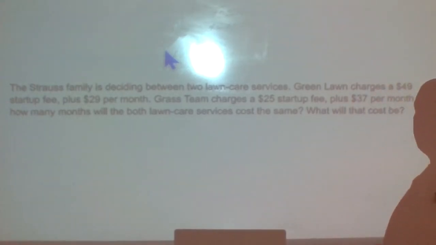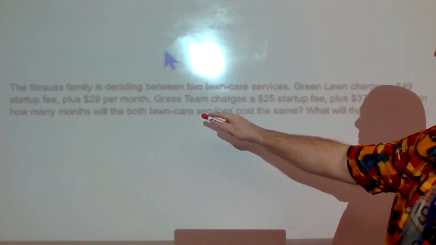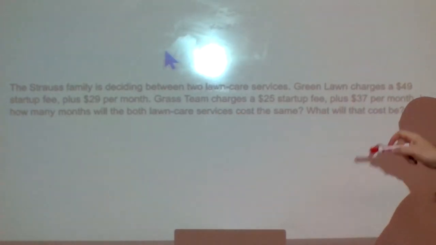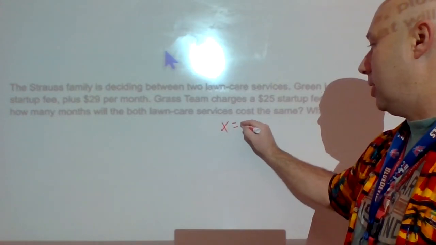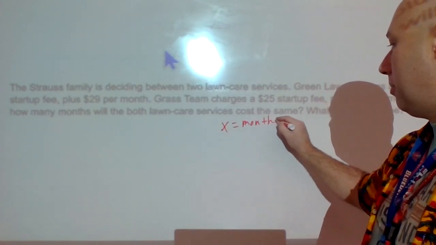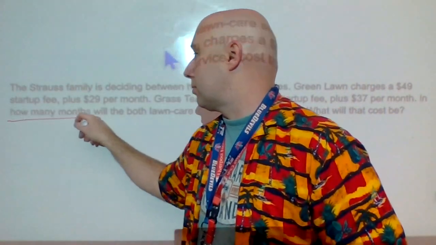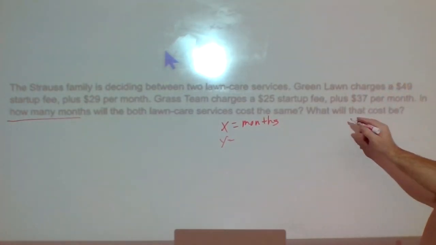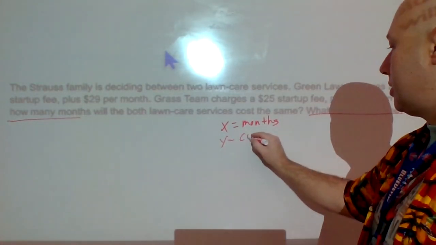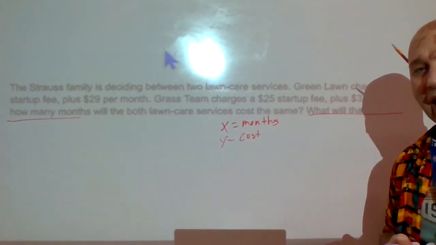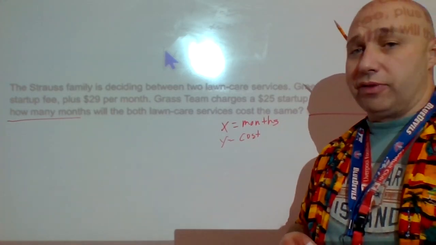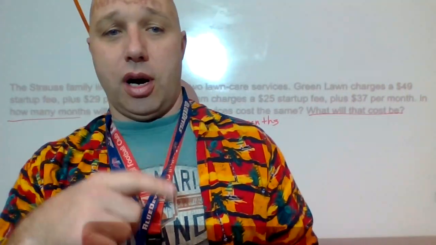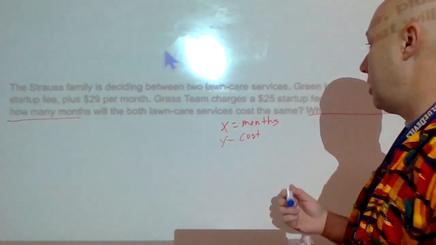We have two things that we're trying to figure out. We're trying to figure out how many months it will take for the cost to be the same, and what that cost will be. So x is months, because that's one of the things they're asking about, right? How many months? And y is, what will the cost be? So y is going to be cost. We have to define our variables first. We have to know what we're looking for: months and cost. Now, how do we find it? Well, we have to write some equations.